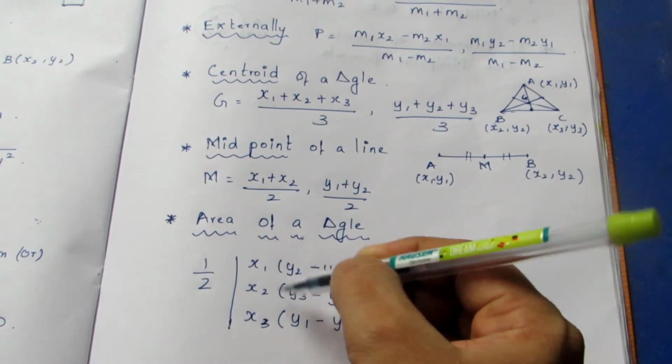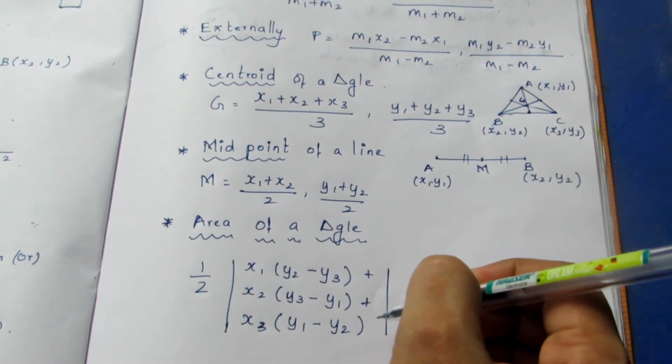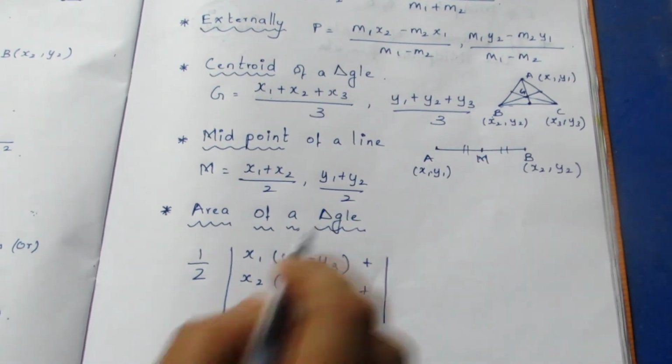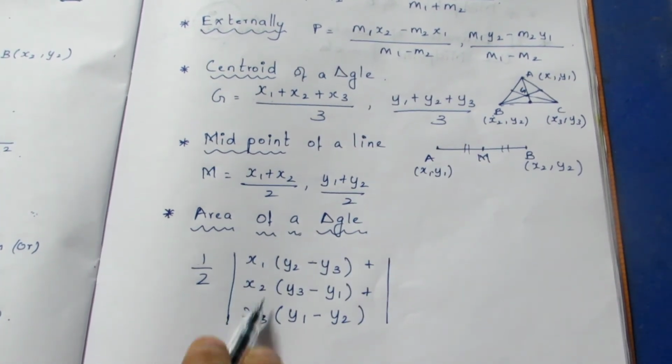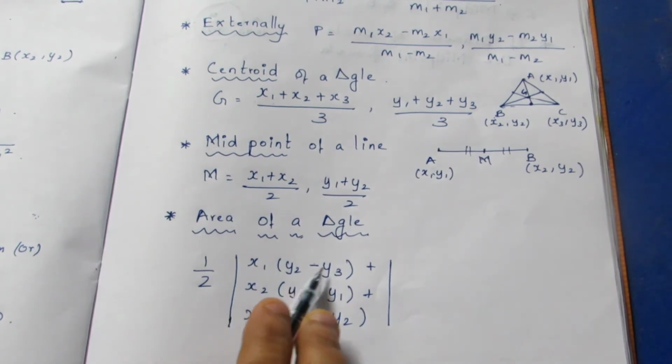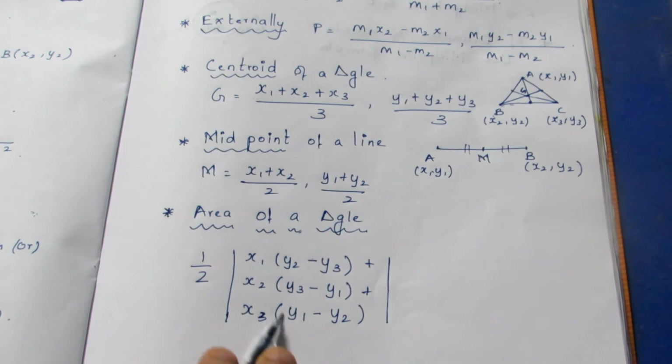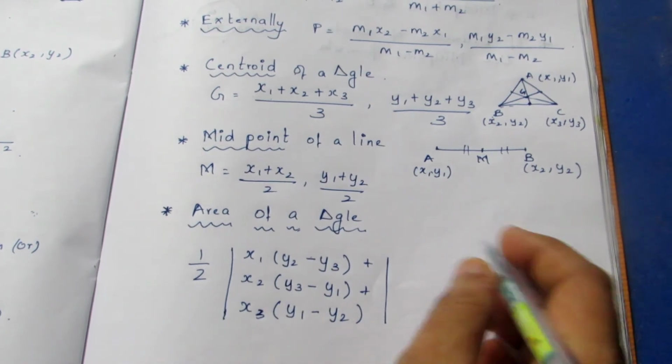x1, x2, x3. This is a modulus. So if the result is plus or minus, we need to finish the answer with plus. This is a modulus. Now x1, x2, x3. If 1 comes, then 1, 2, 3. If 2 comes, then 2, 3, 1. If 3 comes, then 3, 1, 2. It will be in a clockwise order.